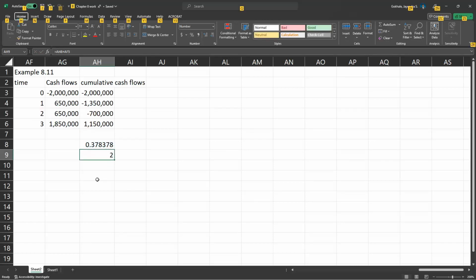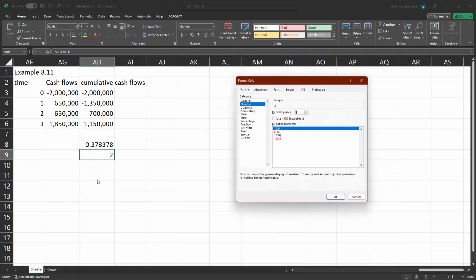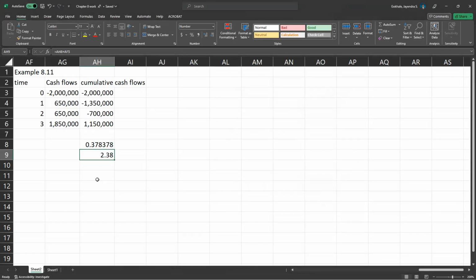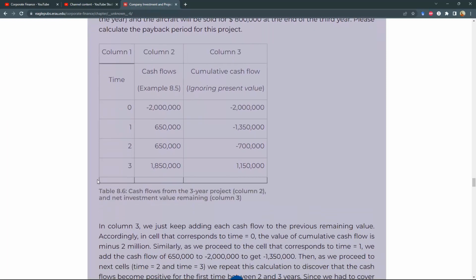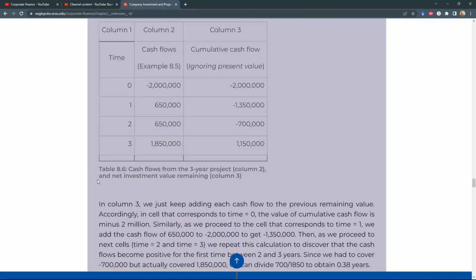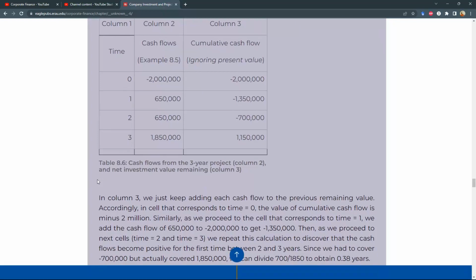So Alt O E, and then go to decimal places, 2 decimal places. So 2.38 years is the payback period of this particular project. And that's exactly what we find here, 2.38 years. And that's example 8.11.